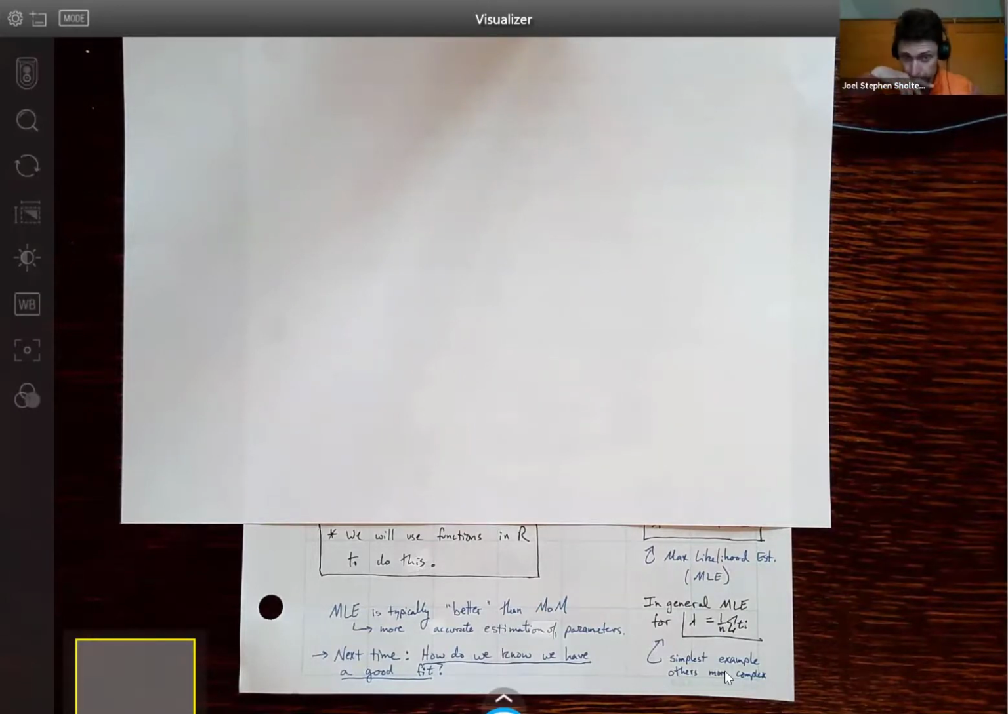So next time in class, next week, we'll talk about how we know our distribution is a good fit, and we can look at different distributions, how they fit to the data, and then determine which one we think is the best distribution. Once you determine which distribution you think is the best, then you can go back and do your MLEs, your parameter estimation, and go from there.